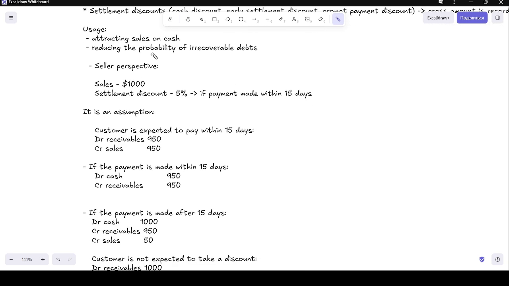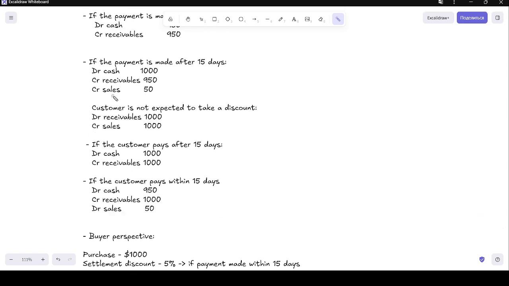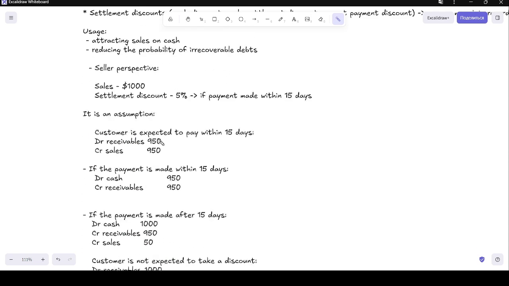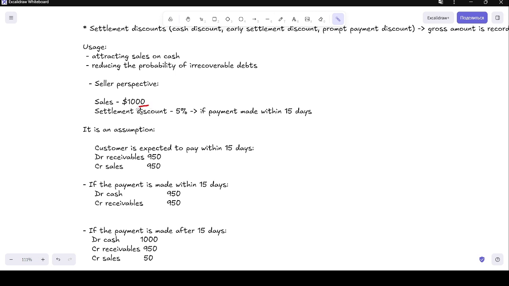Why is it used? To attract more sales on cash and also reduce the probability of irrecoverable debts. We will talk about irrecoverable debts in our next lessons, right? We have two perspectives: seller perspective and buyer perspective. Let's imagine you are a seller and you are selling $1,000 of goods, and you promise that if your buyer makes the payment within 15 days, you will give a discount of 5%. This is settlement discount, right?